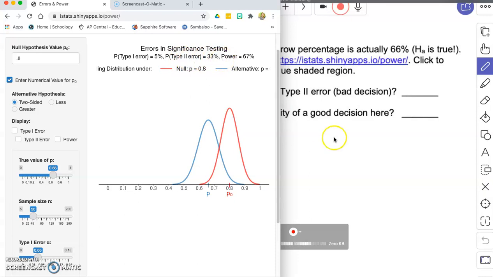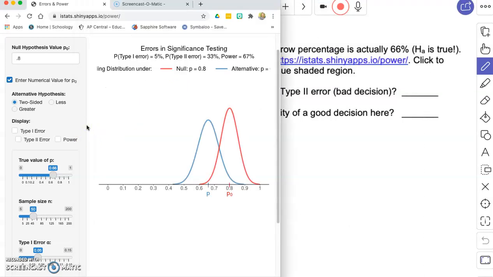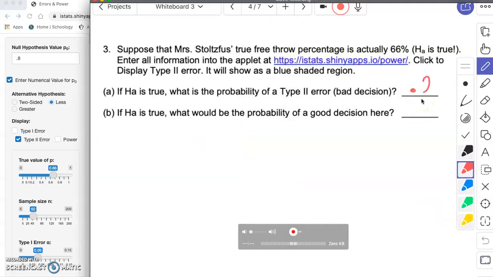Okay, so on your notes here, it says, if the alternative is true, what is the probability of a type 2 error, a bad decision? So the probability of a type 2 error is 0.24. Nope. I just said nope because I realized I have a wrong thing clicked here. Where it says alternative hypothesis, we need to change this to less than. Now I see that the probability of a type 2 error is 0.24 here. So the probability of that is 0.24.